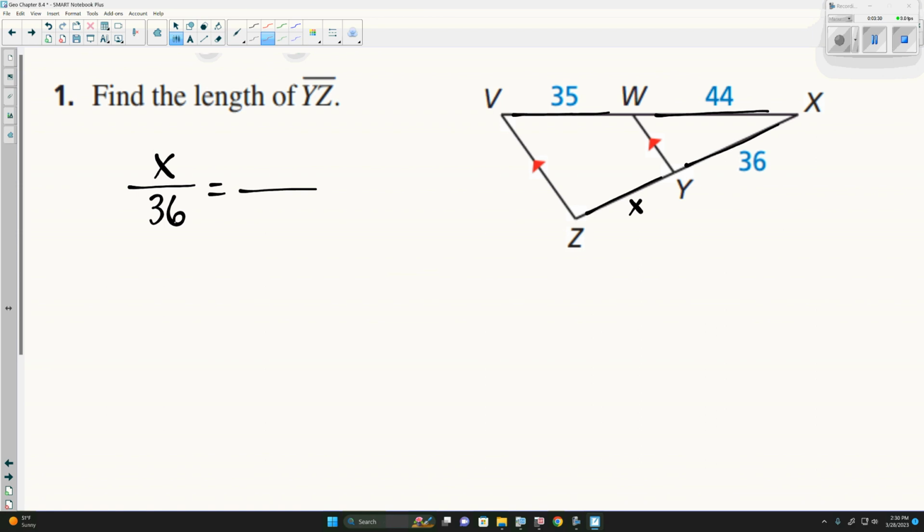So it's our X, this length, over the other part of the line is equal to, what would go on top? 35, yes, over 44. Because we use the lower part of the triangle, we would also need the lower part of the triangle on the other one as well, because we need them to mirror each other. Because we used ZY first on top, the other fraction would have VW on top. Because we need it proportional, we need them the same parts.